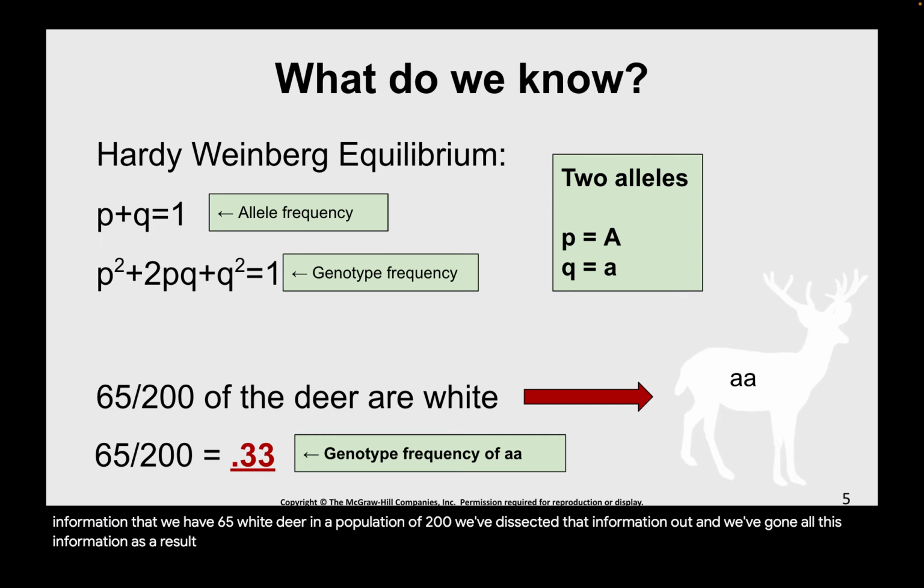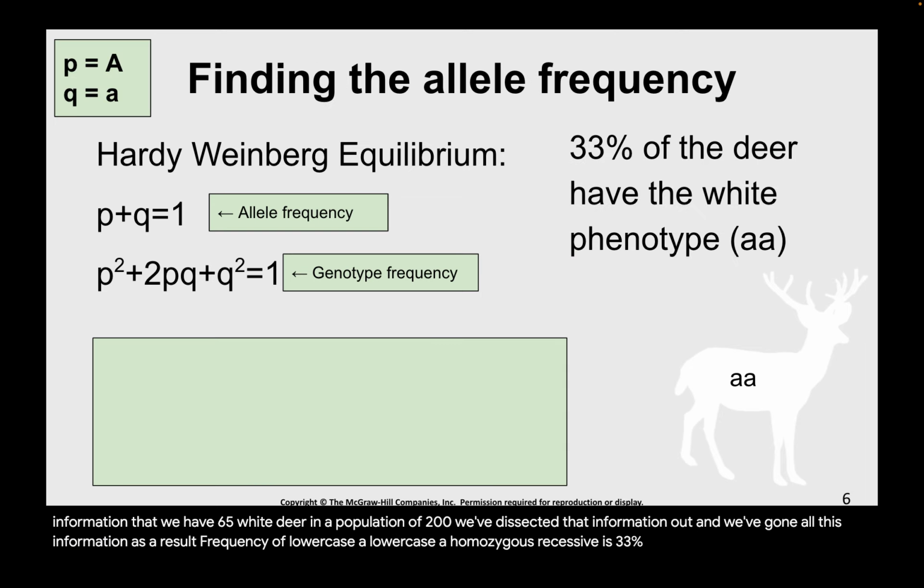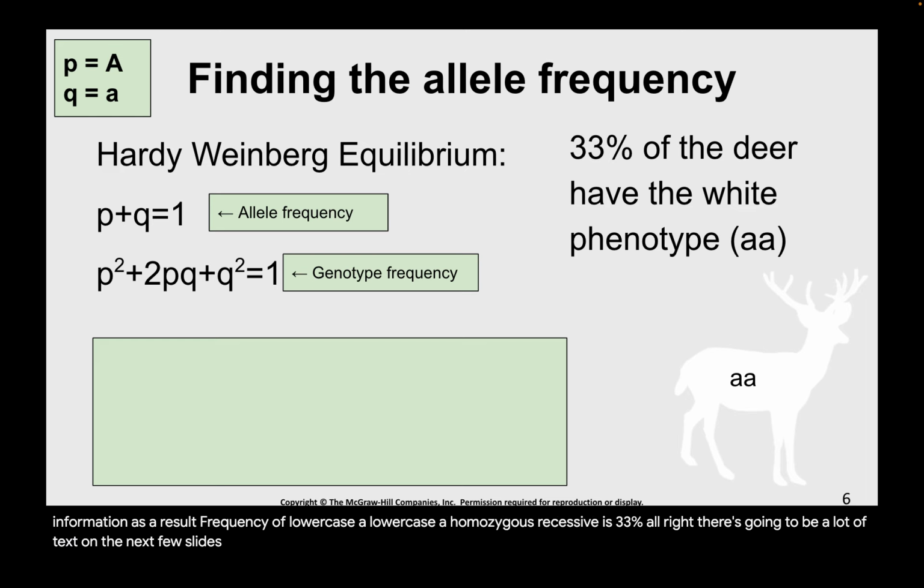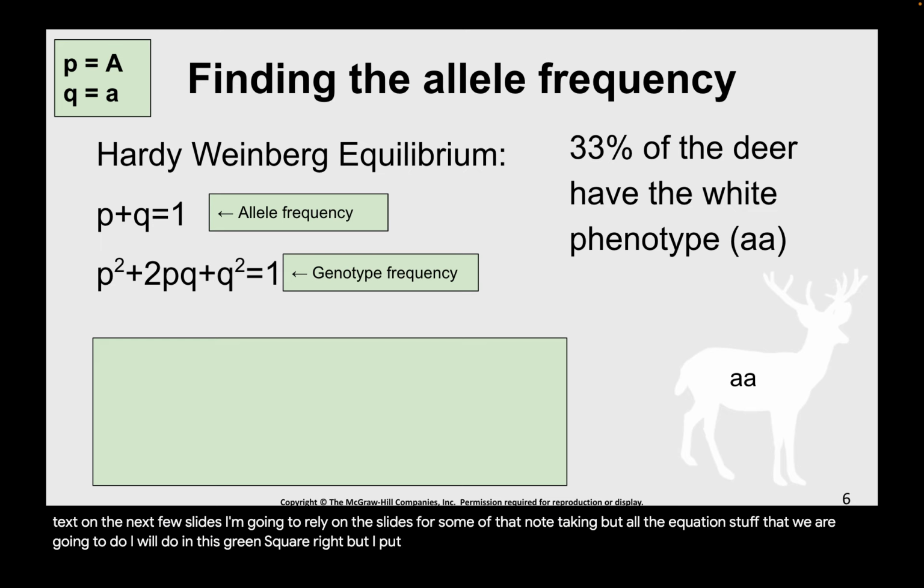All right, so the genotypic frequency of lowercase a, homozygous recessive, is 33%. There's going to be a lot of text on the next few slides. I'm going to rely on the slides for some of that note-taking, but all the equation stuff that we are going to do, I will do in this green square. I've put reminders up at the top.